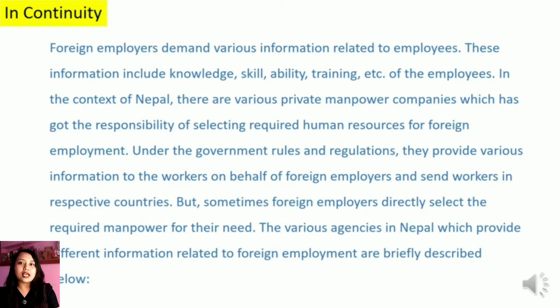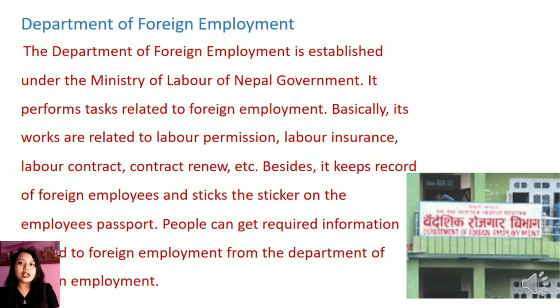Okay, and the various agencies in Nepal which provide different information related to foreign employment are briefly described. So what are they? Here the first is the Department of Foreign Employment, the very first institution which provides information about foreign employment, like how many workers are required. That sort of information is provided by the Vaideshik Rozgar Vibhag, which is known as the Department of Foreign Employment, and it is under the rules and regulations of the Nepal government. It was established under the Ministry of Labor of the Nepal government.